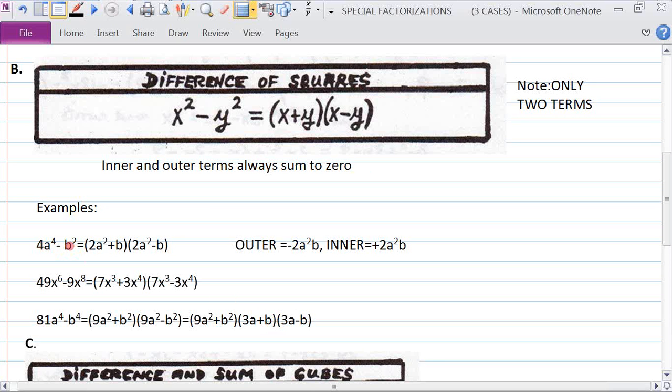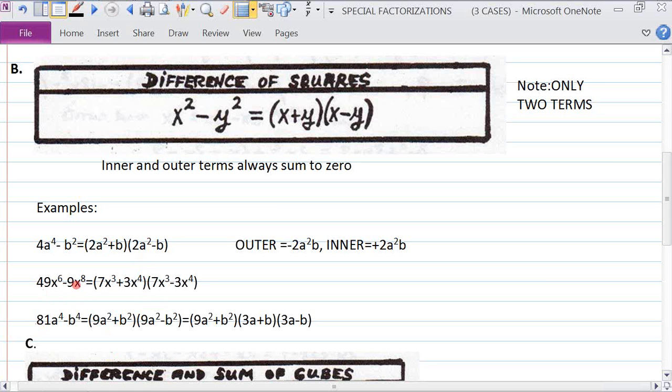If we take this and try to factor it, the first times the first gives me the 4a to the 4th. The plus b times the minus b gives me the minus b squared. The outer is minus 2a squared b, and the inner is plus 2a squared b. Notice this has to be the same as this. This has to be the same as that. The only difference here is the signs.